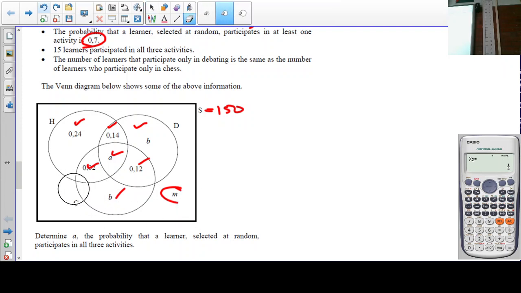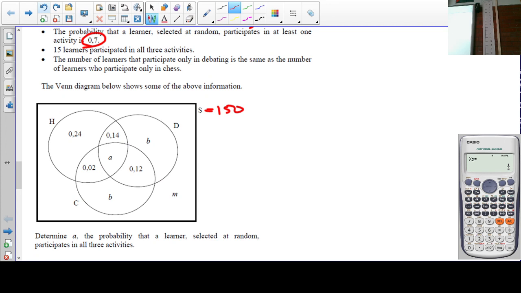So already we know the value of M without reading the question. Okay? Then we are told that 15 participate in all 3 activities. All 3 activities is 8. So 15 lies there, 15 out of 150. You guys understand? Yeah. So let's answer the question. Let's see what's the question. The first question.